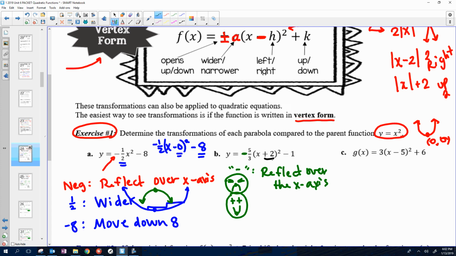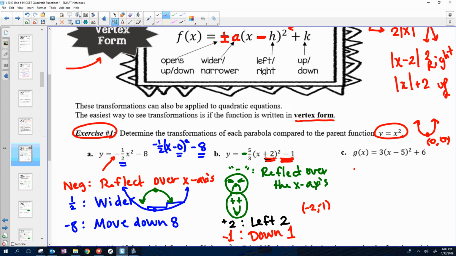If there's a 2 in with the x, so our little positive 2 in with the x, is going to make the graph go left 2 units. And the -1 at the end, outside, not in with the x, is going to make the graph go down 1 unit. By the way, the vertex here would be at -2, -1. You can see that with those numbers right there.